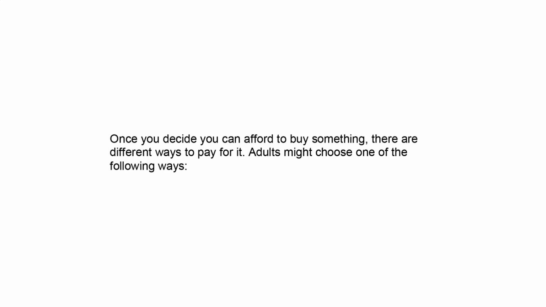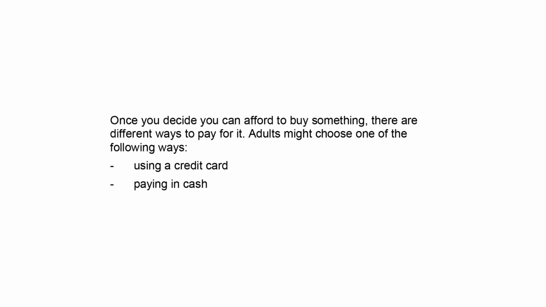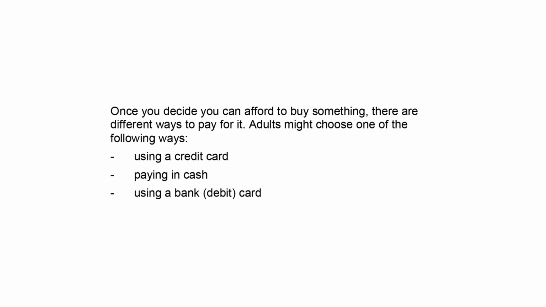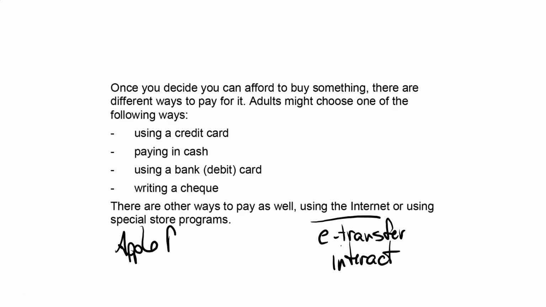Once you decide you can afford to buy something, there are different ways to pay for it. Adults might choose one of the following ways: using a credit card, paying in cash, using a bank or debit card, writing a check. There are other ways to pay as well, for example using the internet or using special store programs. Using the internet might mean an e-transfer, often an Interac transfer, or you might use Apple Pay directly from your phone, or Google Pay if you're using an Android phone, or maybe something like PayPal if you're paying for something online.